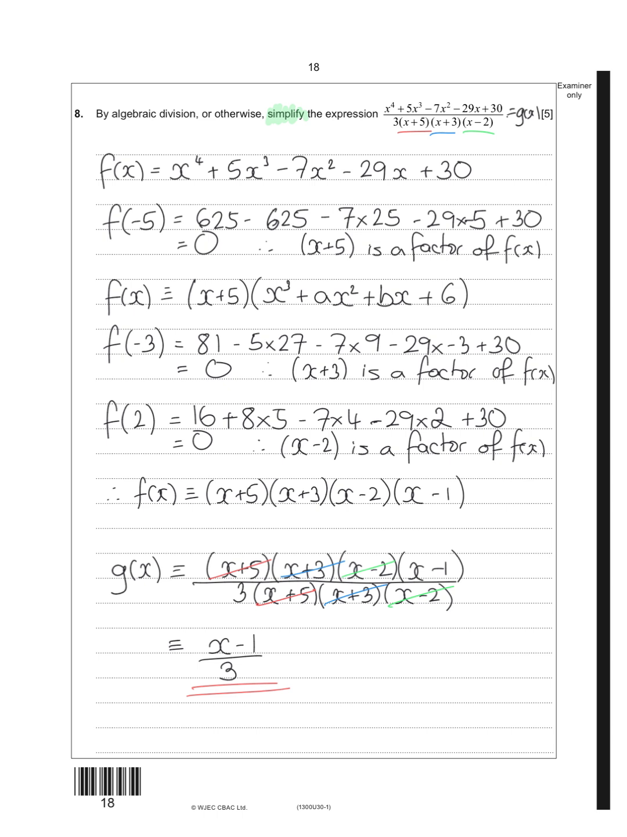It could have been made quite a bit harder if one of those 3 factors on the bottom wasn't there. We'd have had a bit more algebraic work to do, but it just came out quite nicely this time, and 5 marks, which is really nice. Okay, moving on to the next question.